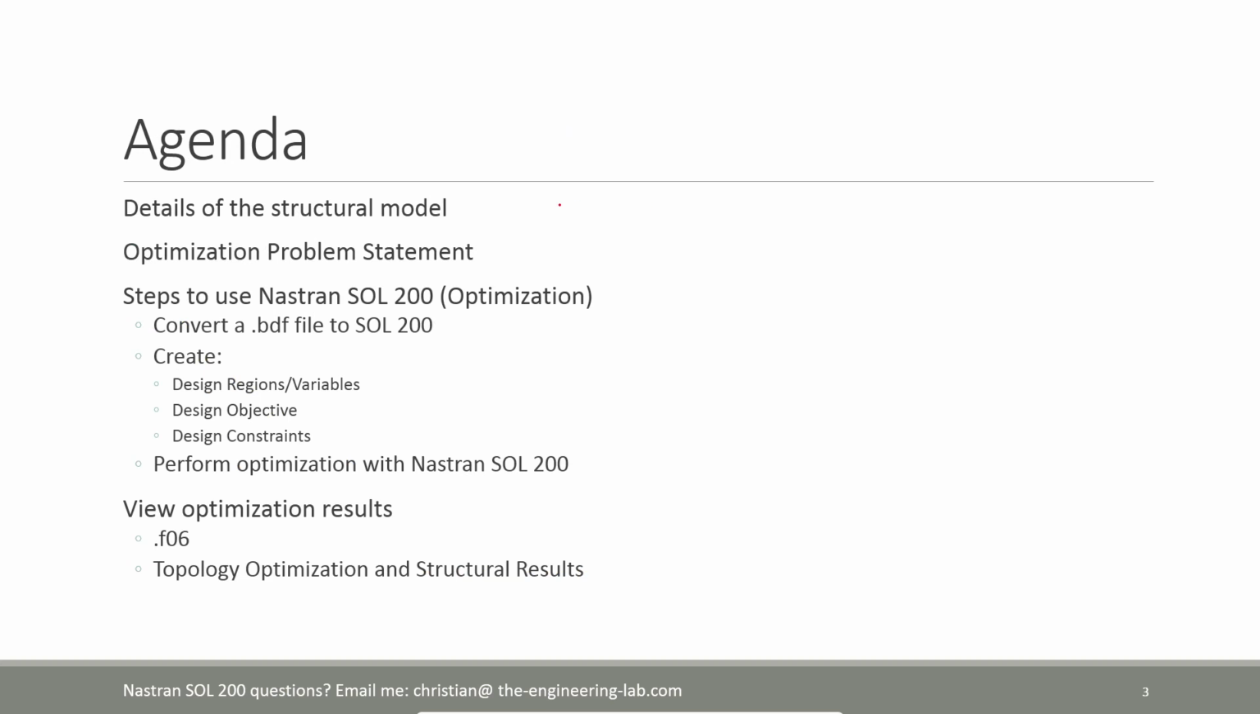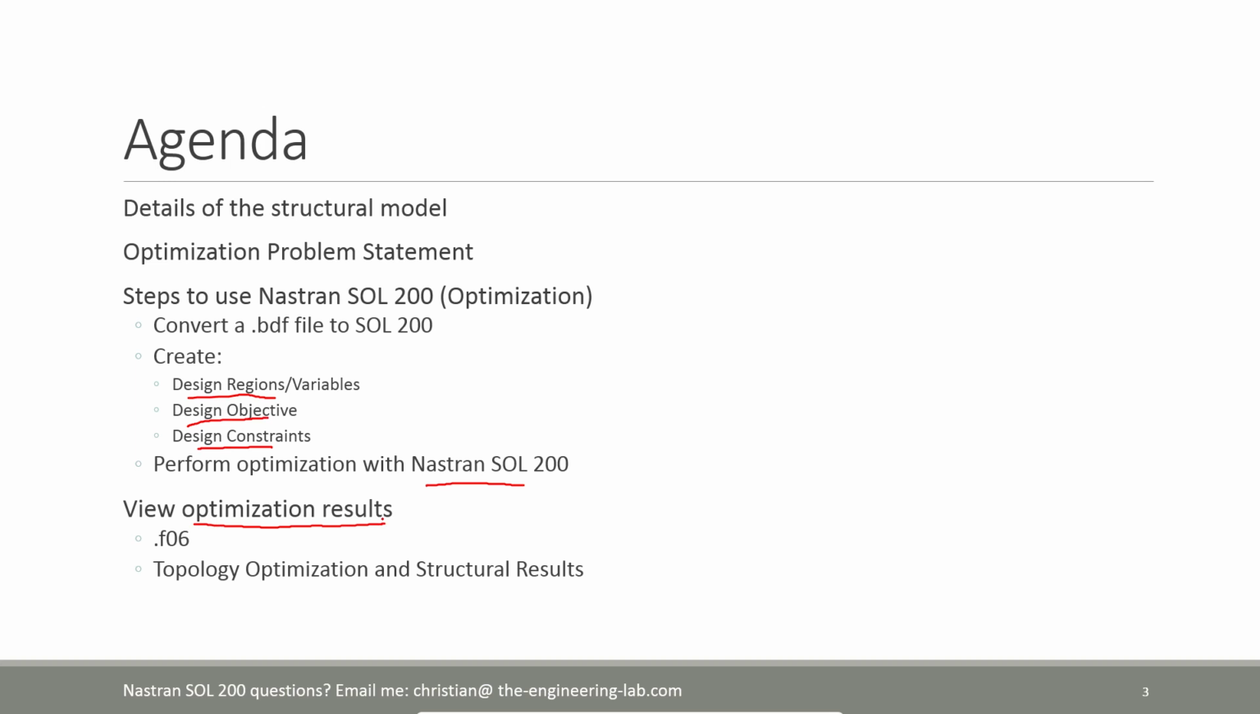Now, what are we covering? I'm going to give you some more details regarding this initial design, how it's loaded, material properties, and so on. Then I will cover the optimization problem statement. This is something very critical when you're performing optimization, so I want to give that some time. After this, we're going to go through each step you need to take in order to set this optimization up with Nastran Solution 200. I'm going to talk about how to configure your design regions, your design objective, and your design constraints. We are then going to perform the optimization with Nastran, and then at the end, we're going to have a big discussion on results.